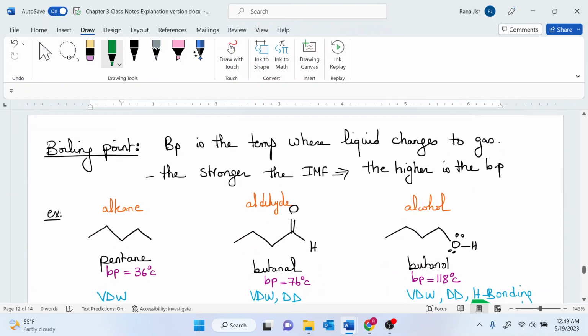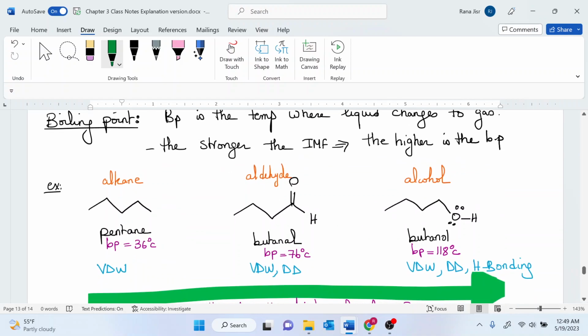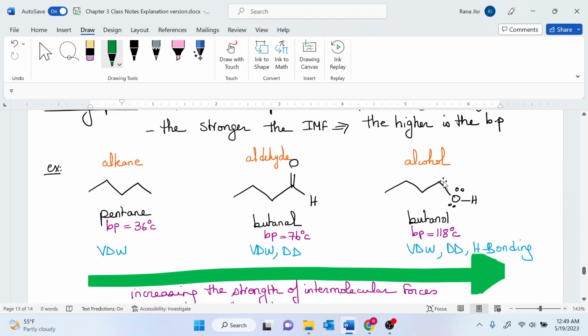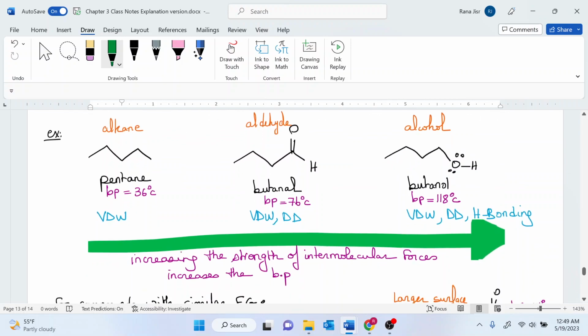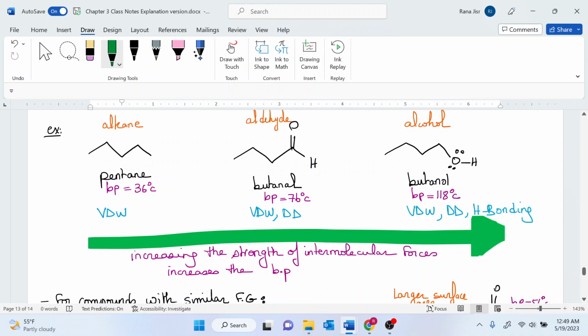The boiling point and the melting point are affected by hydrogen bonding. Boiling point, by definition, is the temperature where the liquid changes to gas. The stronger the intermolecular forces, the higher the boiling point. So we expect that compounds that have hydrogen bonding should have the highest boiling point. Let's say, for example, we are comparing an alkane, an aldehyde, and an alcohol.